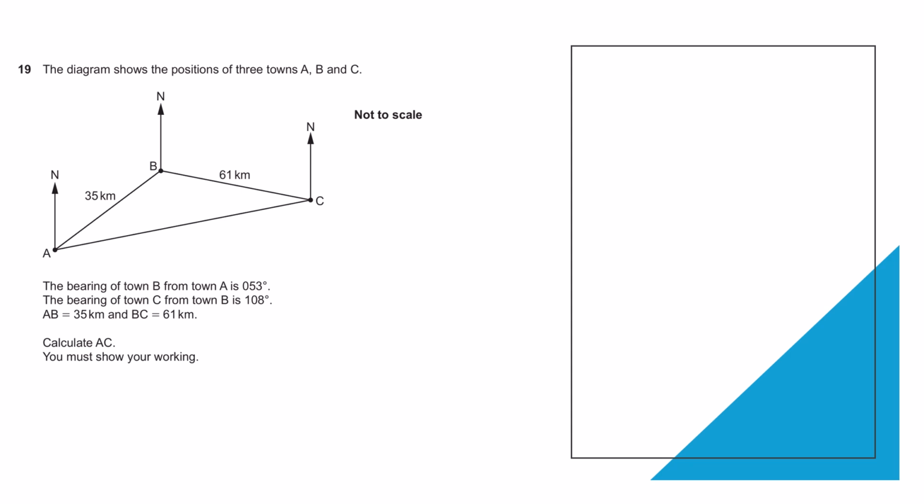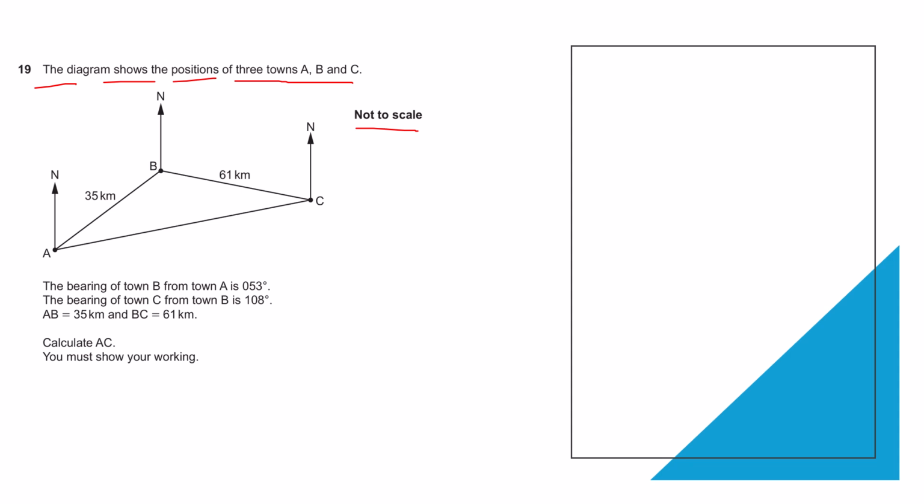GCSE Maths, an exam style question from an OCR 2023 higher tier paper going over bearings. Okay, so question 19. The diagram shows the positions of three towns A, B, and C. And it's not to scale.